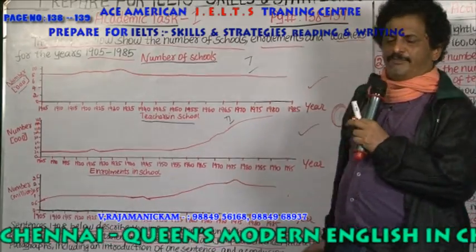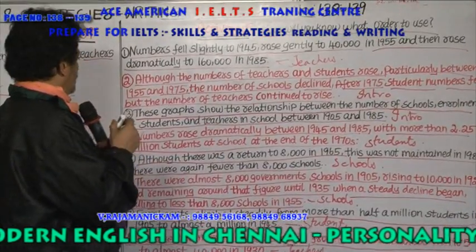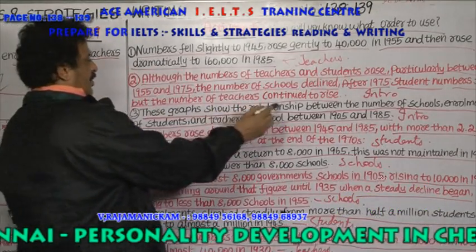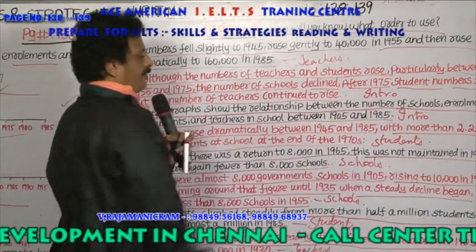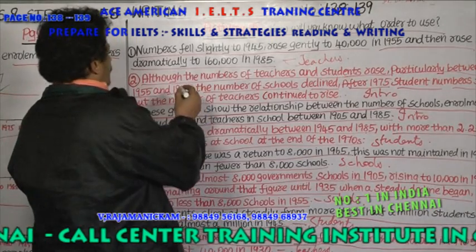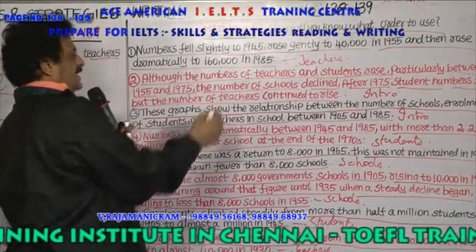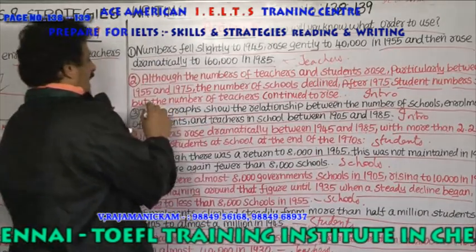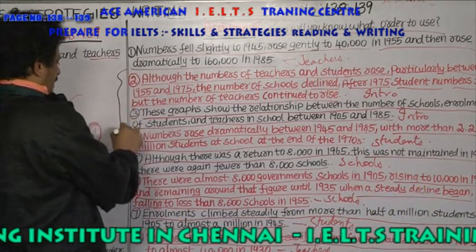You can take this introduction part, 3 and 2, together. These paragraphs show the relationship between the number of schools, enrollment of students and teachers in school between 1905 and 1985. So this is the starting sentence of the introduction. The number of teachers and students rose particularly between 1955 and 1975. The number of schools declined after 1975. Students' number fell but the number of teachers continued to rise. So 3 and 2 you can take as an introductory part.